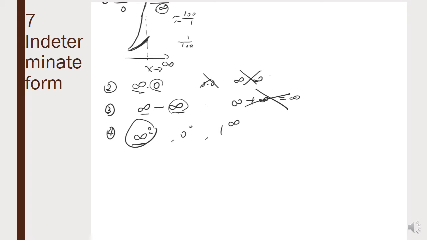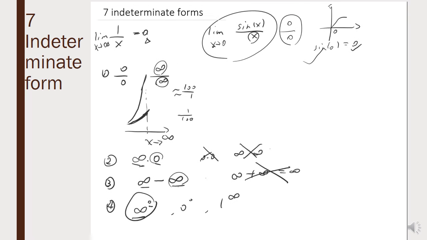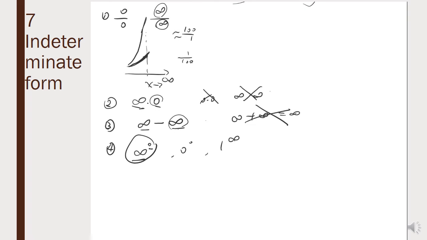Yeah, so these are the exponential forms for the indeterminate forms. So we have those 4 categories, and together we have 7 forms. Yeah, we have 7 forms.